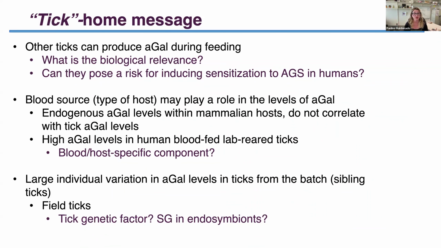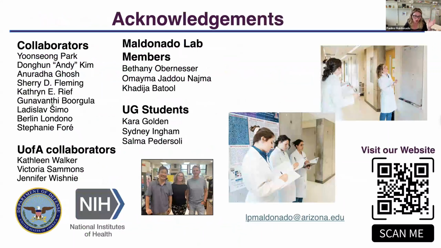So we are hoping to test field ticks of Ixodes scapularis, Ixodes pacificus, the new Amblyomma species that we have here in Arizona, and also hopefully we can collect unfed brown dog ticks from dogs that we could bring into the lab and feed. Because if it is more of an environmental shift, then the field ticks are going to definitely be more relevant for our findings.